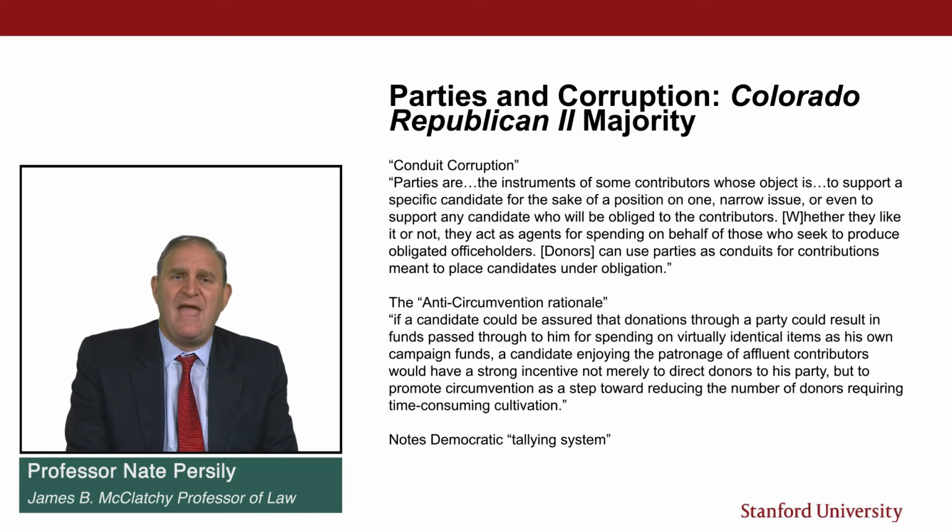As the court says, if a candidate could be assured that donations to a party could result in funds passed through to him for spending on virtually identical items as his own campaign funds, a candidate enjoying the patronage of affluent contributors would have a strong incentive not merely to direct donors to his party, but to promote circumvention as a step toward reducing the number of donors requiring time-consuming cultivation. In order to prevent contributors from corrupting candidates, you also have to shut down both sides of the conduit, or at least limit the amount of money that could go from a contributor to a party and then from a party to a candidate.